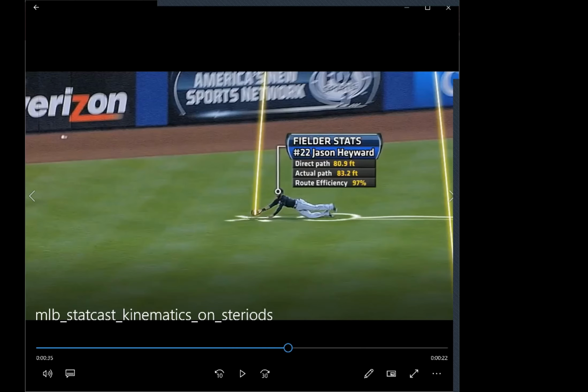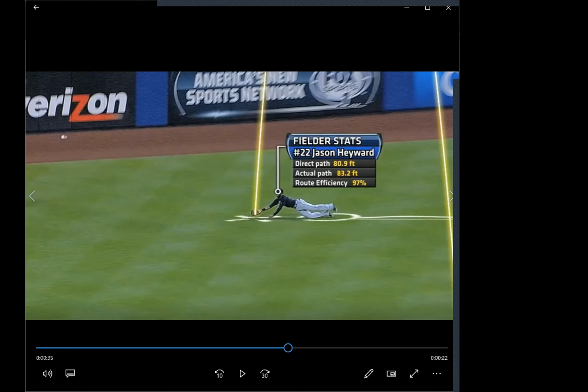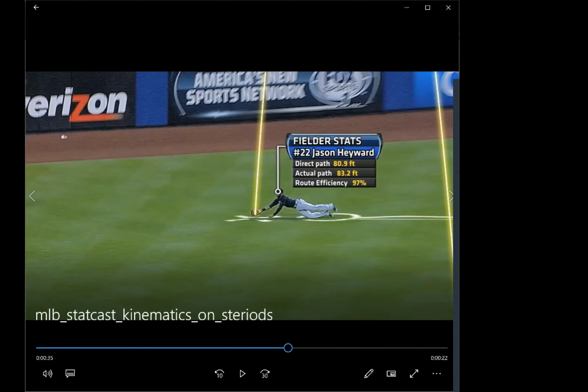So the straight line path from where he was standing when the ball was hit to the point where the ball landed was 80.9 feet. And his path was 83.2 feet. That's incredible. I don't know if you've ever tried to catch a fly ball that was hit to you, but my path would not be that straight. My path would look more like this. I guess that's why I'm teaching physics now, right? But this is incredible. Anyway.